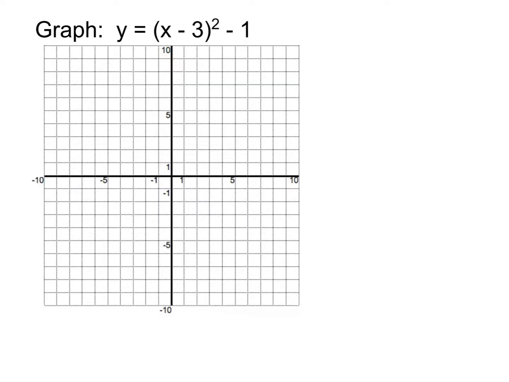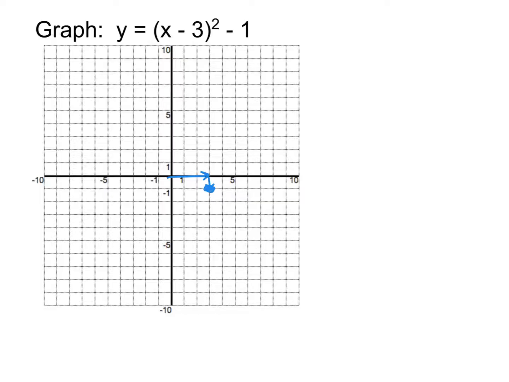The number that's added or subtracted inside with the x determines how far it's been moved over. So x minus 3 is going to go right 3. The minus 1 on the end moves it up or down. In this case, that's a minus 1, so it's going to go down 1. So we got our first point here at 3, negative 1.